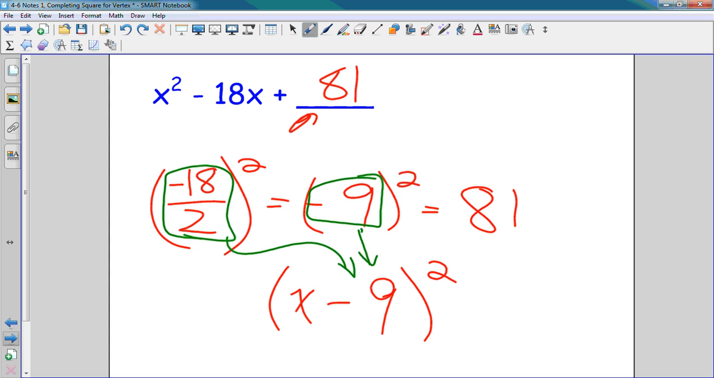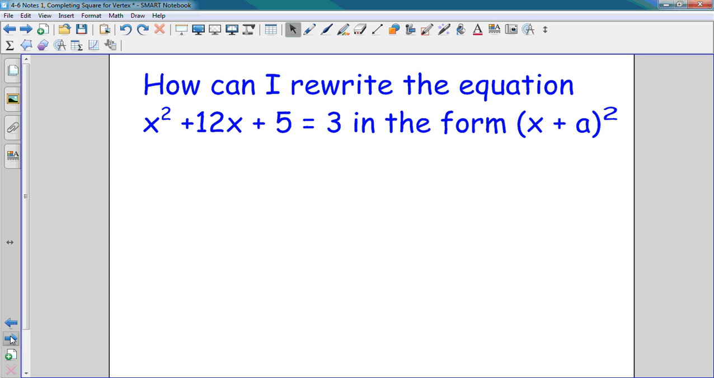Now, the next question. How can I rewrite the equation x squared plus 12x plus 5 equals 3 in the form of William, x plus a squared? This is number 10 of your homework. I am not going to tell you the answer today. I am not going to tell you how to do it. I want you to think about it and put your best guess in there. Now, if you could factor this, that would give you the answer, wouldn't it? You could set it equal to 0 and factor it out, but it doesn't work. You're going to have to complete the square.